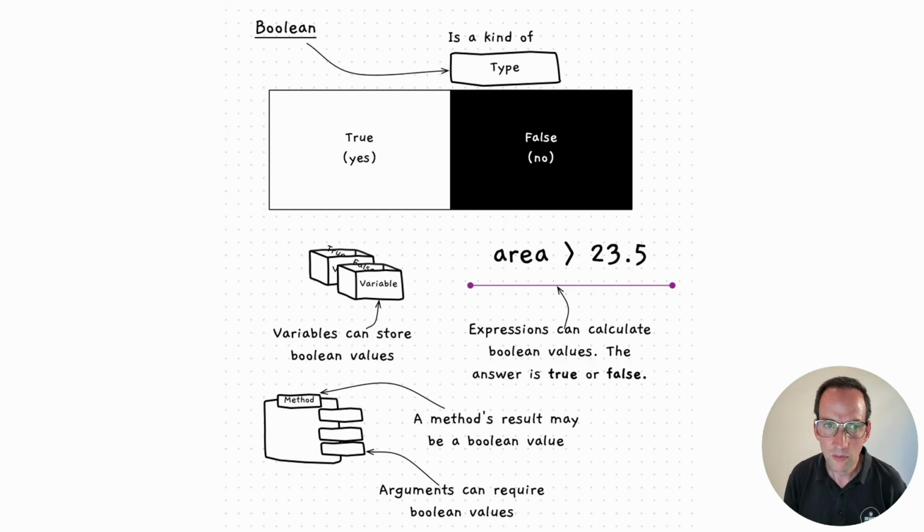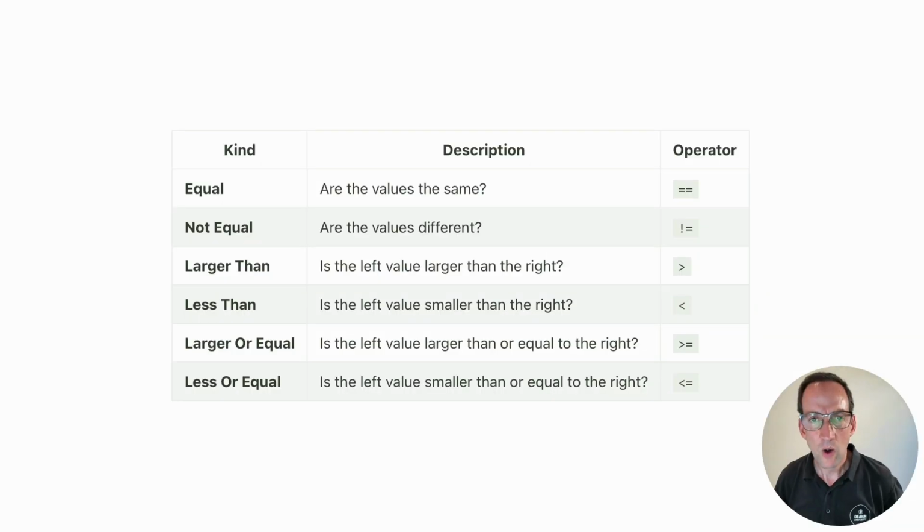We can use the Boolean type to create variables. We can use them as the results of methods and arguments. So this is a new data type that we can work with, and this data type is essential for control flow statements. The main way we get a Boolean value is usually through some form of comparison. And these are the different comparisons you might apply.